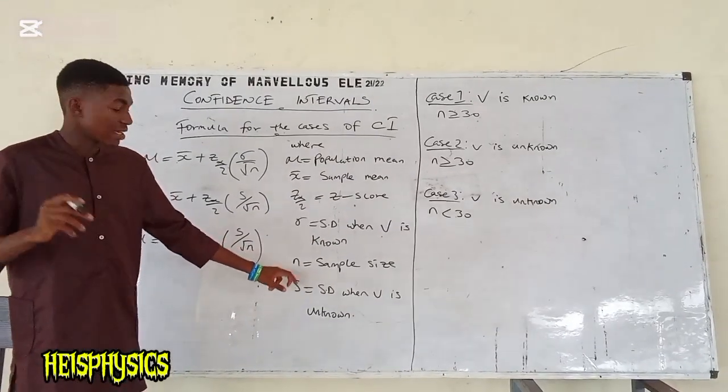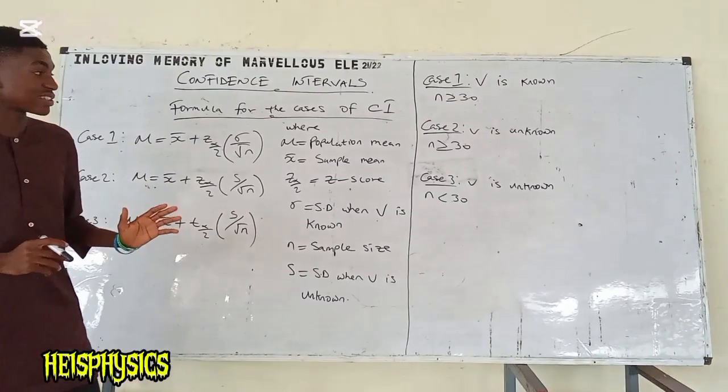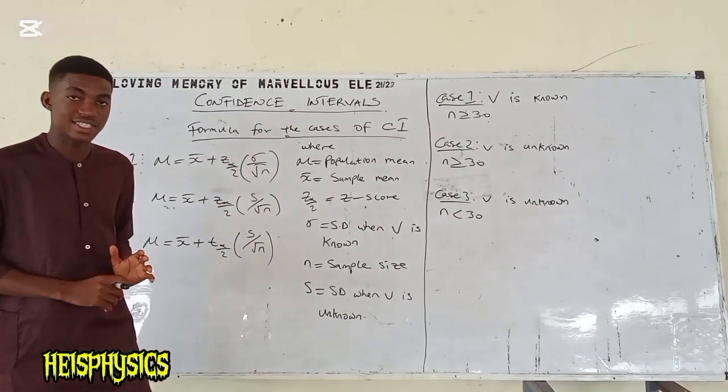This is the sample size. This is the standard deviation when variance is unknown. So now let's try solving problems with these three cases.